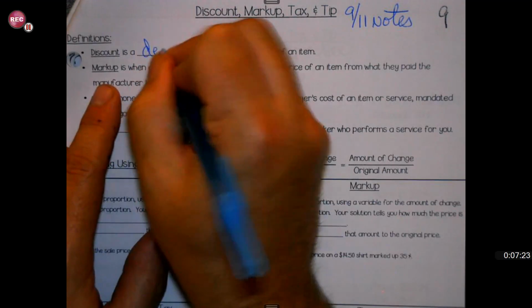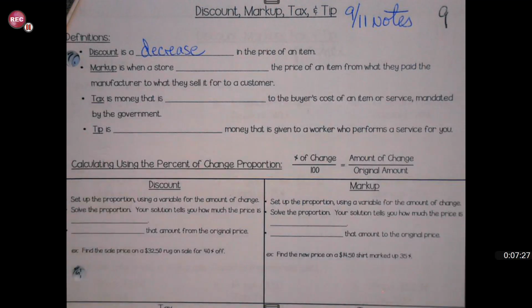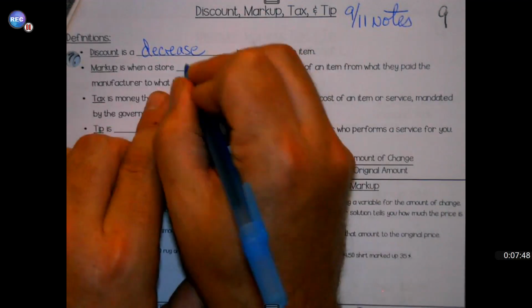Discounts are what happens when we decrease the price of an item. We just saw that in the bell ringer. Okay, price goes down, it's a discount. That happens sometimes when businesses can't sell something, trying to get customers in the door. They'll do something to try and increase business that way. But if they mark up the price, I mean, it kind of is right there, up.